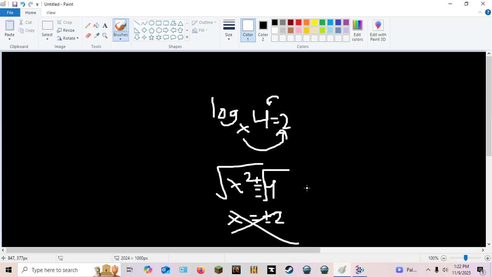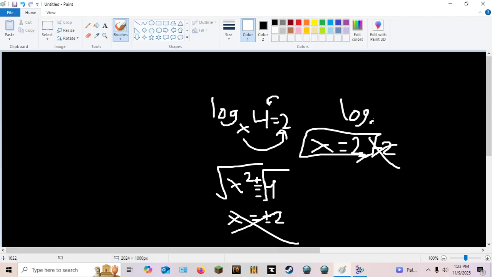No, that's incorrect. Do you know why? We can split that up into x equals 2 and negative 2. But negative 2 isn't allowed. We can't have a negative base or a negative argument inside of a logarithm. So x is equal to 2. That's the correct answer. Make sure you plug it in: log base 2 of 4 is 2, because 2 squared is 4.